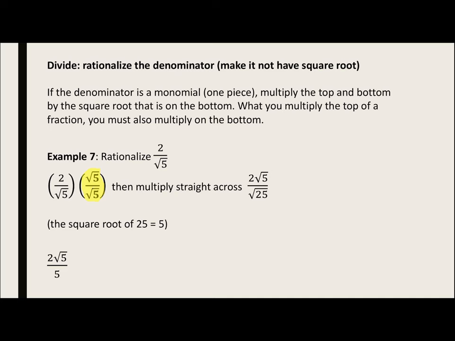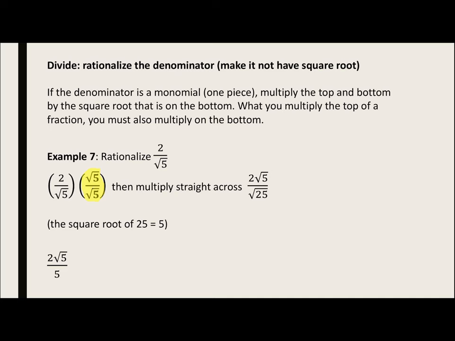So we're going to multiply top and bottom there by square root of 5 over square root of 5. Then multiply straight across. 2 times the square root of 5, 2 square root of 5. The square root of 5 times square root of 5, square root of 25. On bottom, the square root of 25 equals 5. So 2 square root of 5 divided by 5.